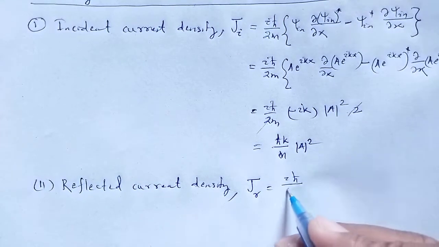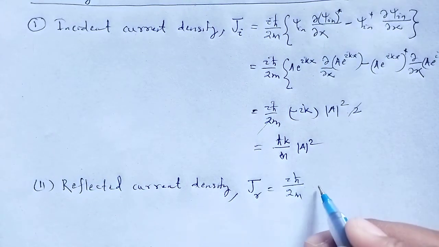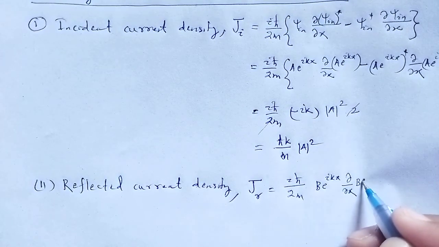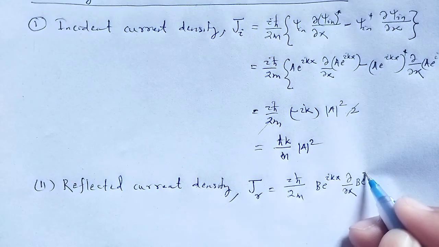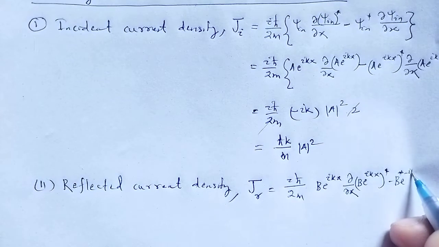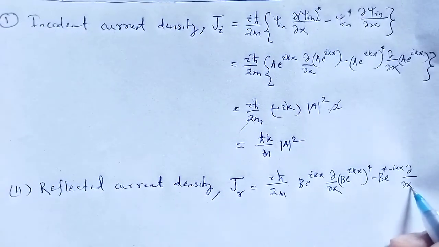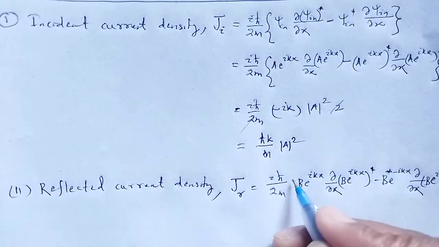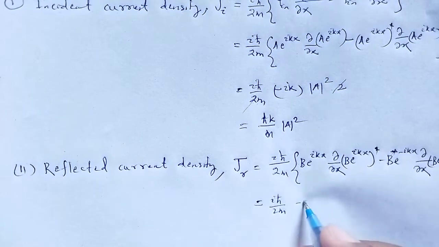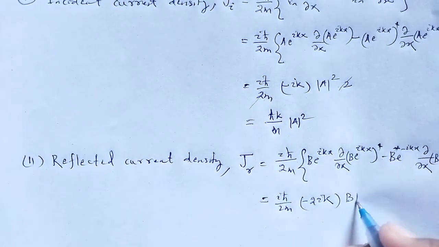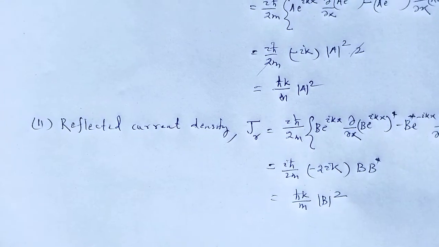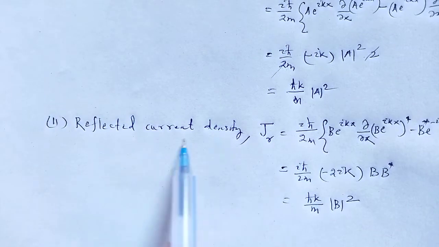Similarly, iħ divided by 2m, that reflected wave function, reflected wave function means B e to the power i k x, del by del x of B e to the power i k x, conjugate minus B star e to the power minus i k x, del by del x of B e to the power i k x, just same as previous. That is iħ by 2m times minus 2ik, B conjugate, means ħk divided by m magnitude of B square. This is the incident current density, that is the reflected current density.